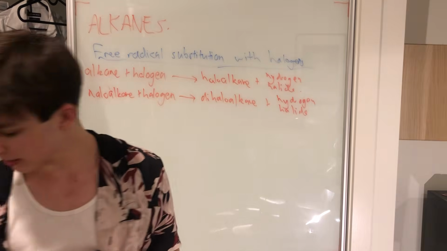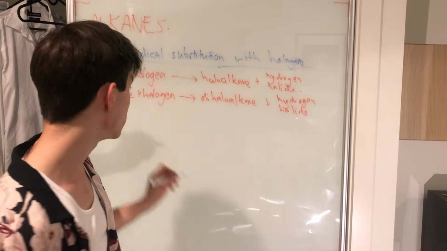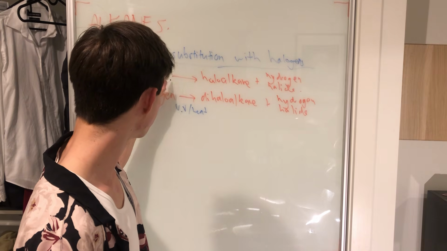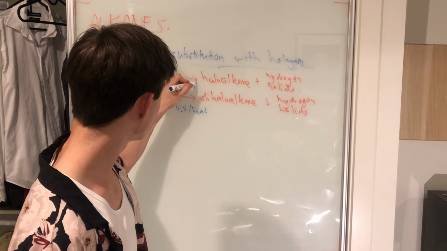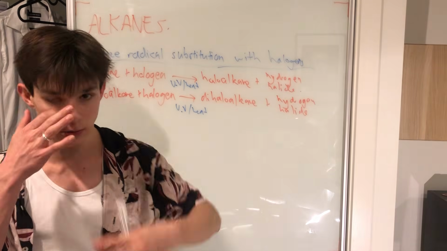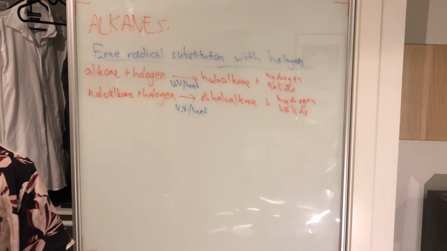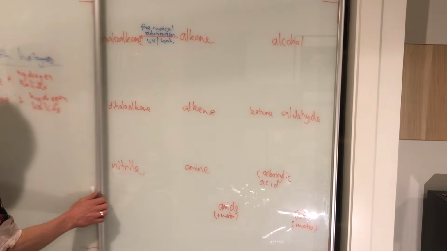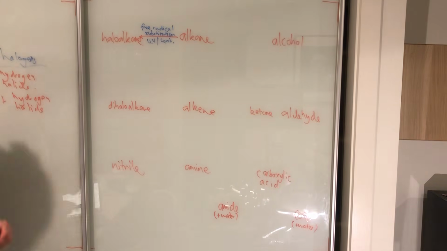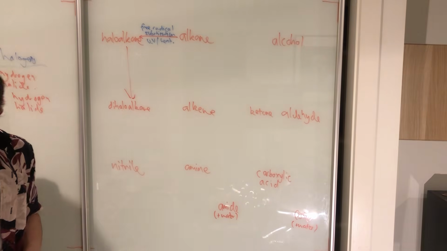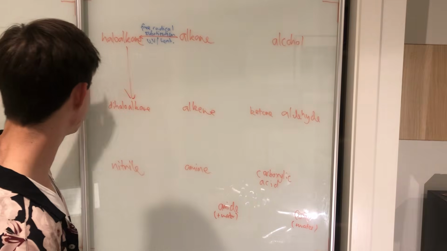But the conditions are the same. So we still need that UV or heat. I didn't write them on the other one, so write them on the other one, please. So we still need that UV or heat to break the diatomic halogen into two radicals. So I'll just pop that one on the big picture as well.